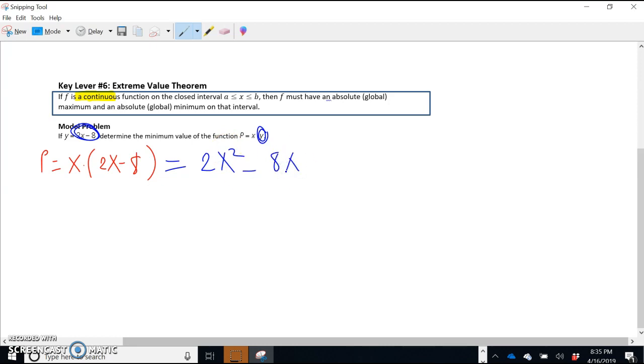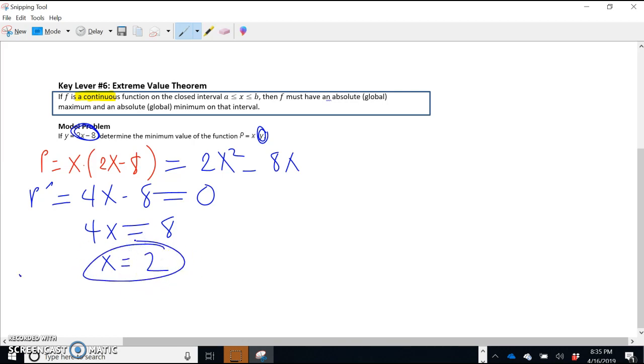To find the absolute minimum and maximum, the first thing that we're going to want to do is find the derivative of our function. The derivative here is 4x minus 8. We're going to set that derivative equal to 0 and solve. What I'm seeing in this problem is that a critical value occurs at x equals 2. That means x equals 2 is either a minimum or a maximum.